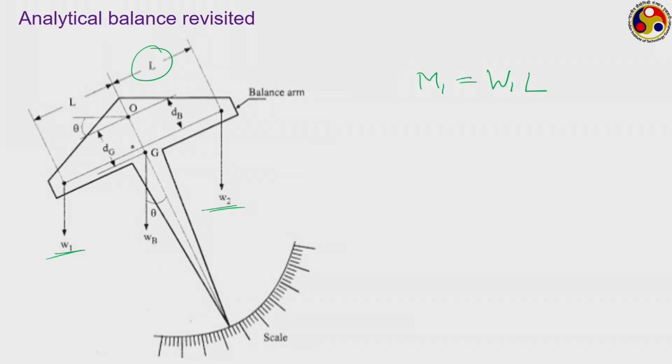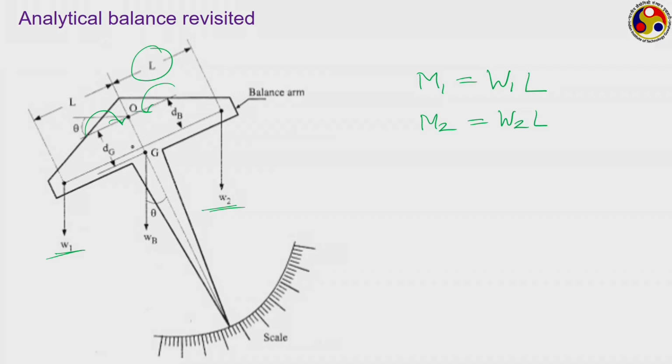Look at this force W1 and also look at the position O. We can clearly see that the force will be acting in this particular direction, that is a clockwise force. Similarly, if we calculate the moment corresponding to the force W2, then M2 will be equal to W2 into L, and this force will produce a counterclockwise moment.